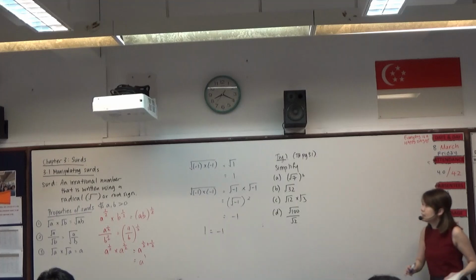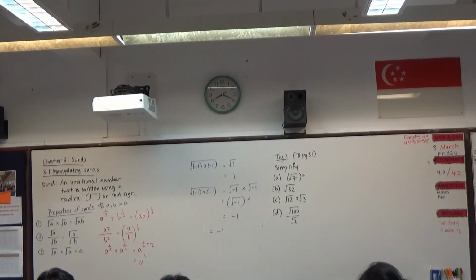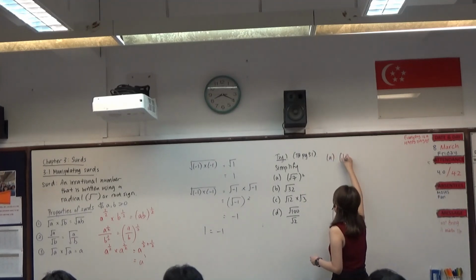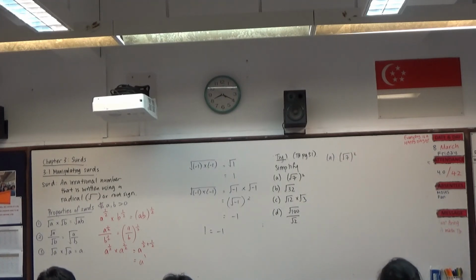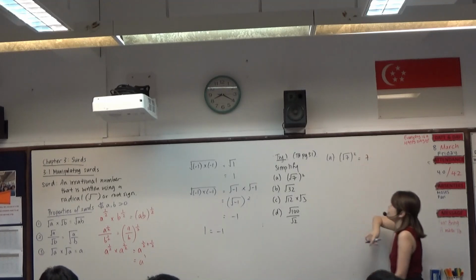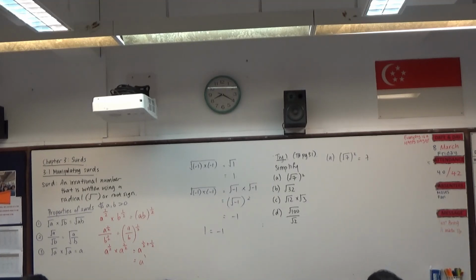If we want to simplify these surds, it should be an easy simplification. What is root 7 squared going to be? Someone? Okay, Li Xuan, what is root 7 squared? 7, right? Because we know that square and square root are opposites of each other. So root 7 squared will be 7.